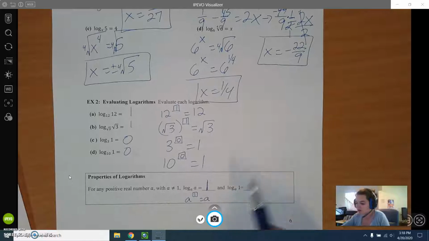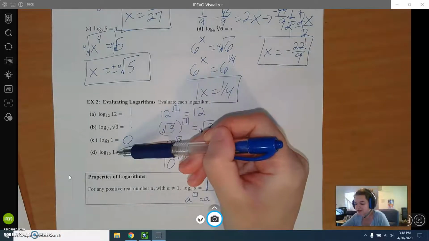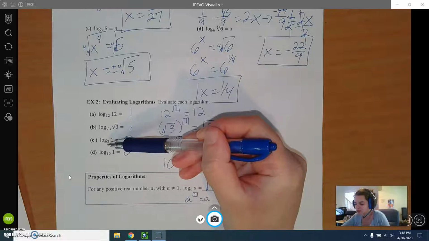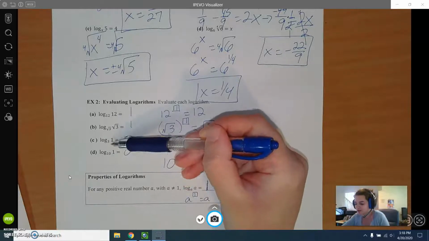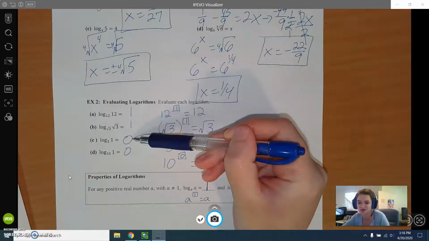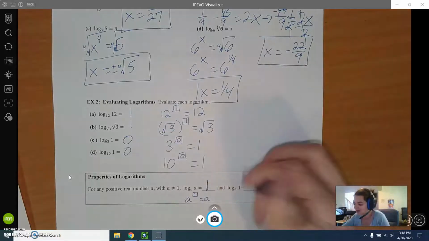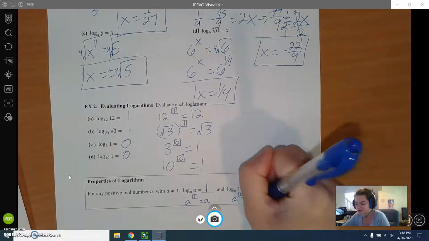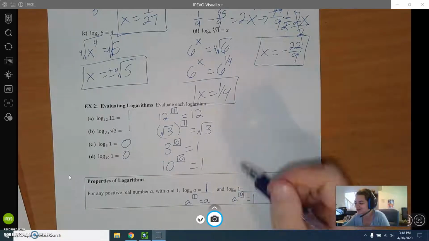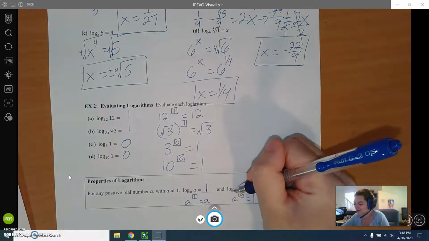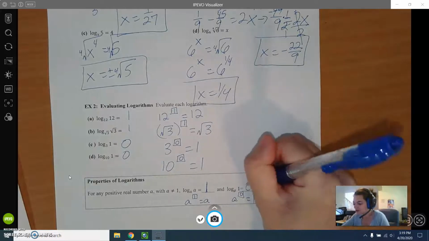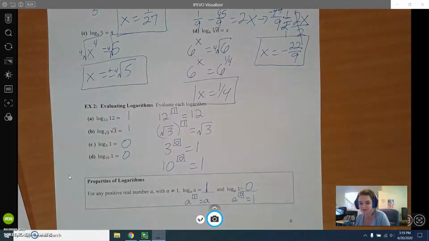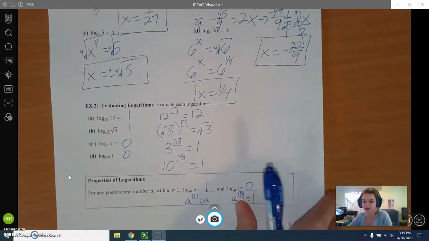Log base a of 1 is what we saw in C and D. So it doesn't matter which base you have. If you're taking the log of 1, it's always going to equal 0, because anything to the 0 power gives you 1. So any base for your logarithm of 1 always equals 0. Okay? Last thing that we're going to do is graph some logarithmic functions.